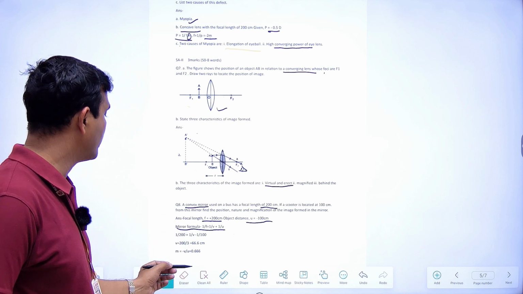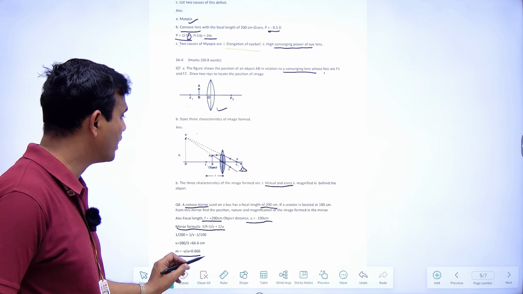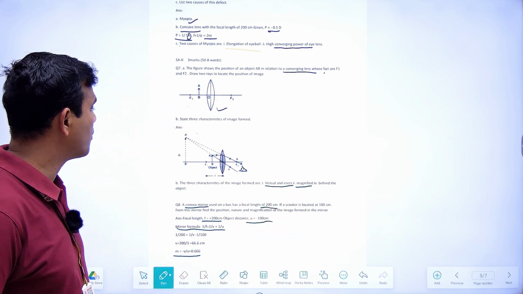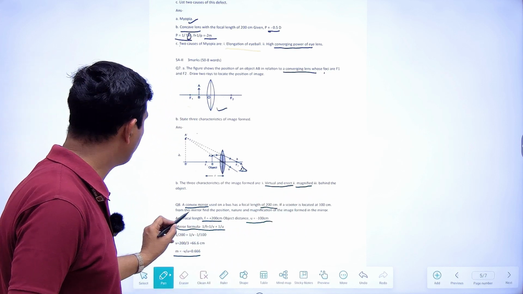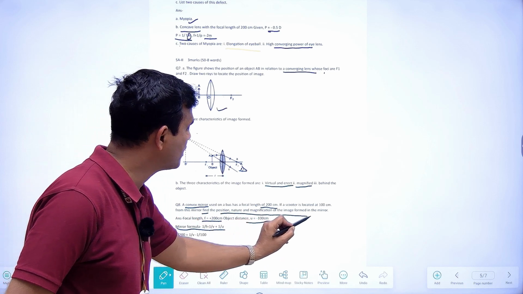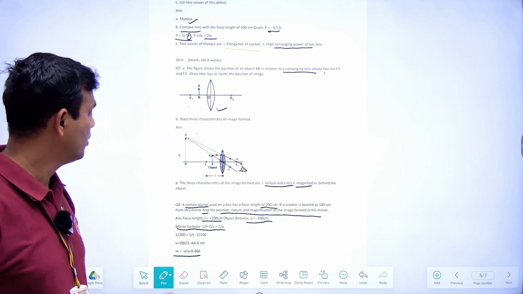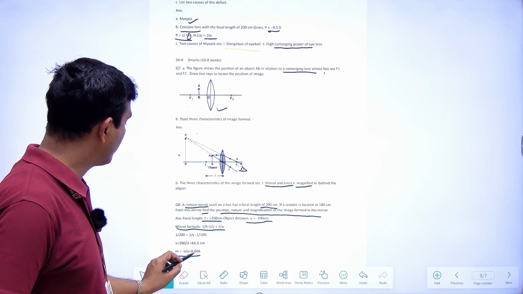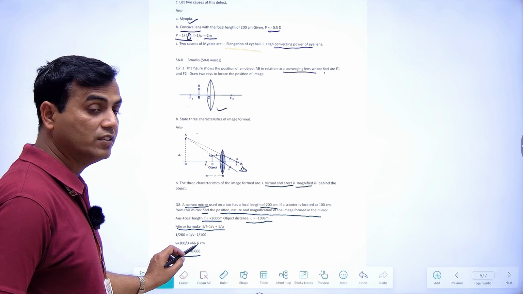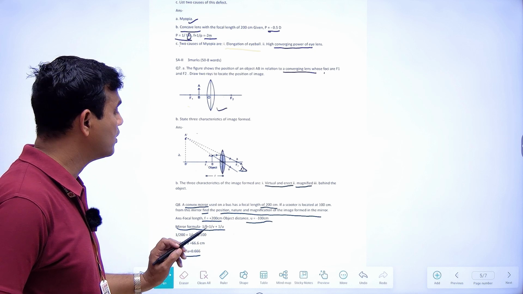So we are putting this value and we get magnification, which is the required answer for our question that if a scooter is 100 meter, find the position, nature and magnification of the image formed in the mirror. So we get magnification 0.666 and value of v is 66.6 centimeter.